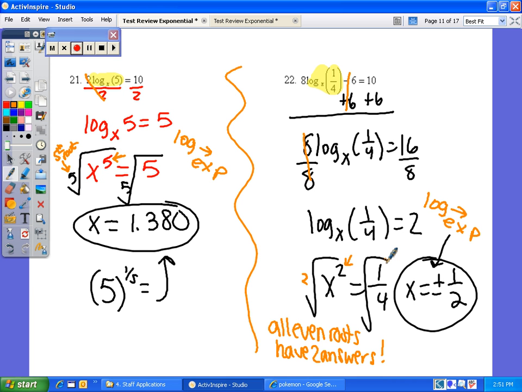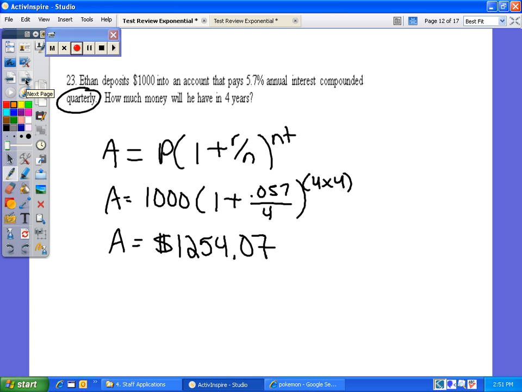Alright, that concludes the equations. I hope that you're fine with that. Now let's move on to the word problems. So Ethan deposits $1,000 in an account that compounds quarterly.